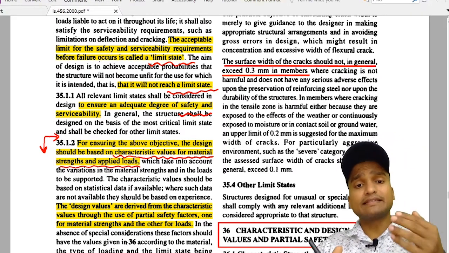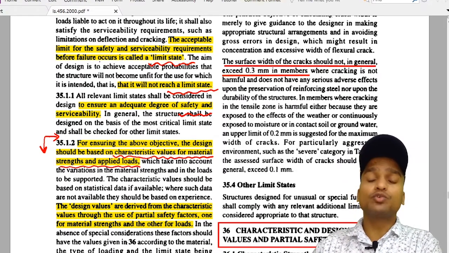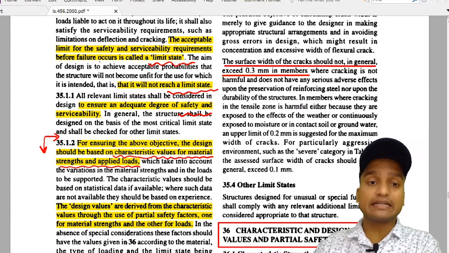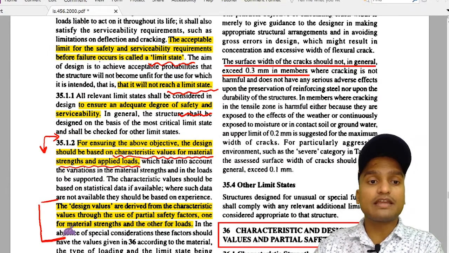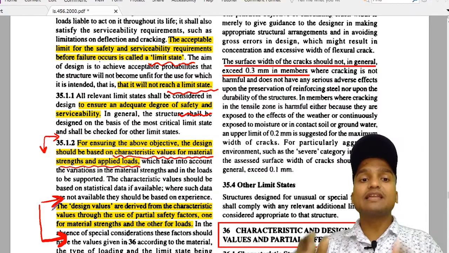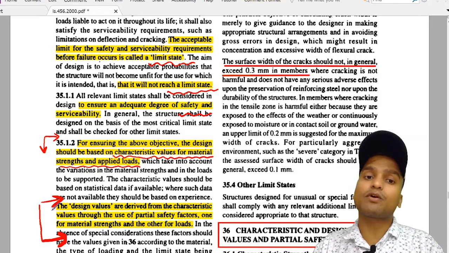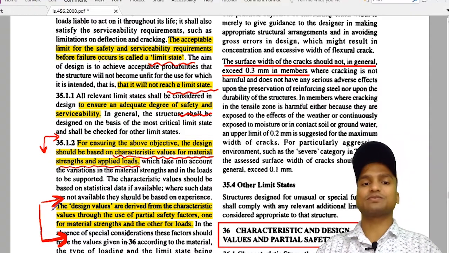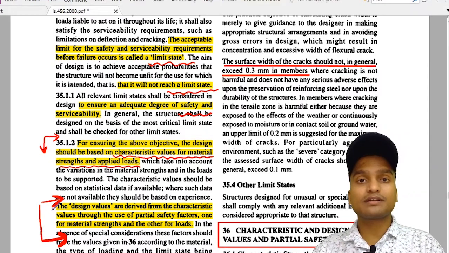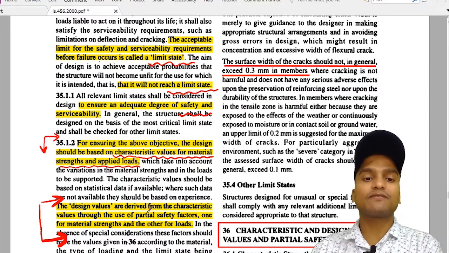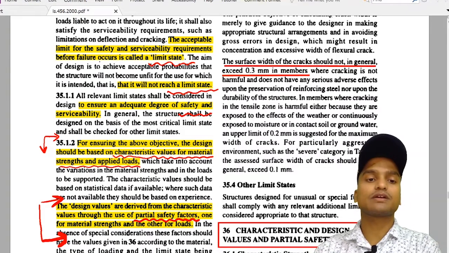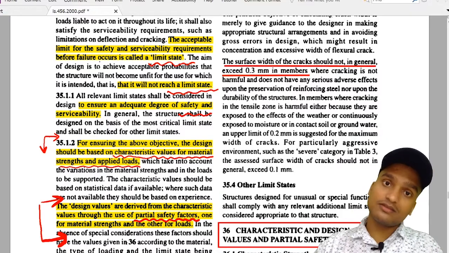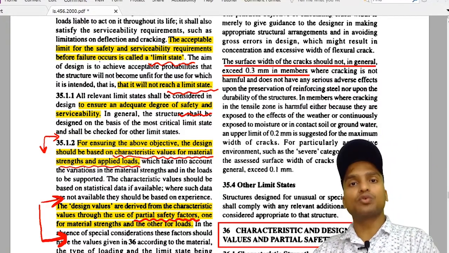Now in the design problem we don't use these characteristic values directly, but rather we use design values. The design values are derived from the characteristic values through the use of what? One factor, and that factor is written here: partial safety factor. One for the material strength and the other for the loads.